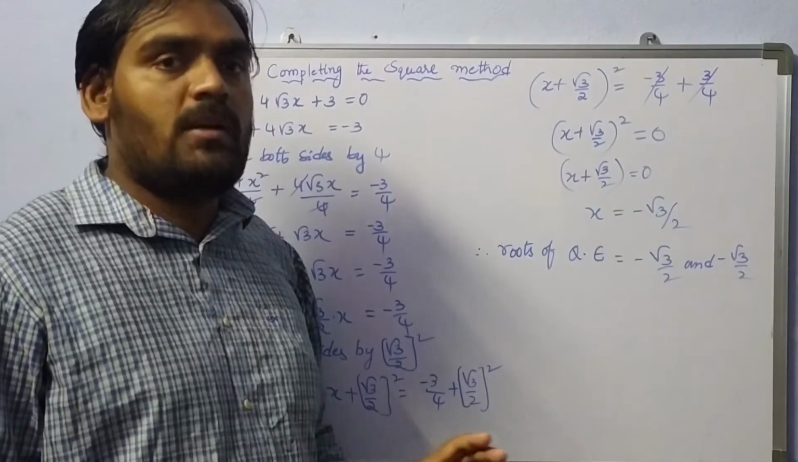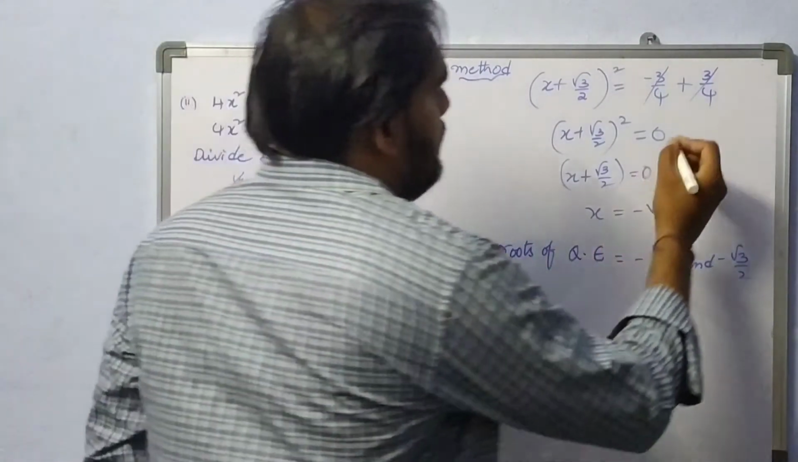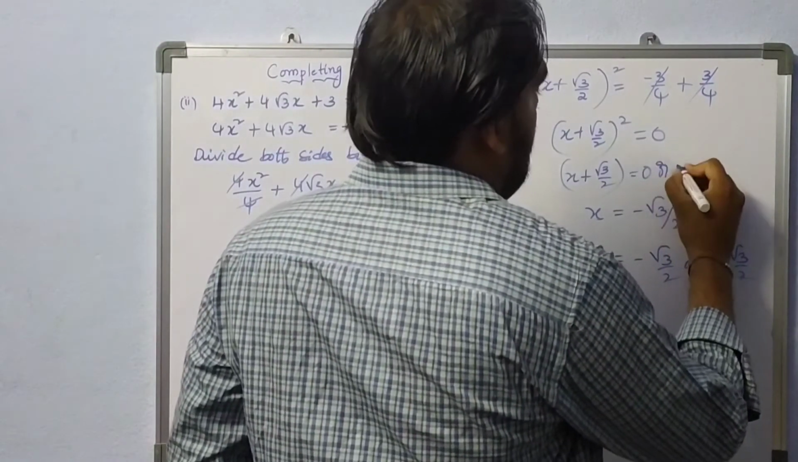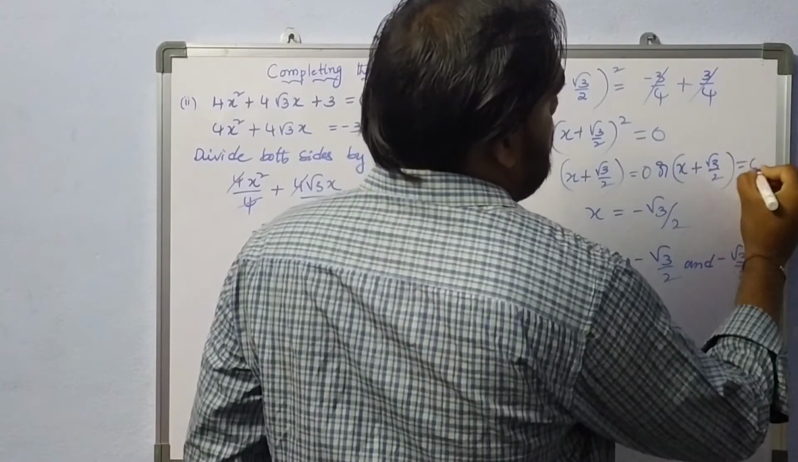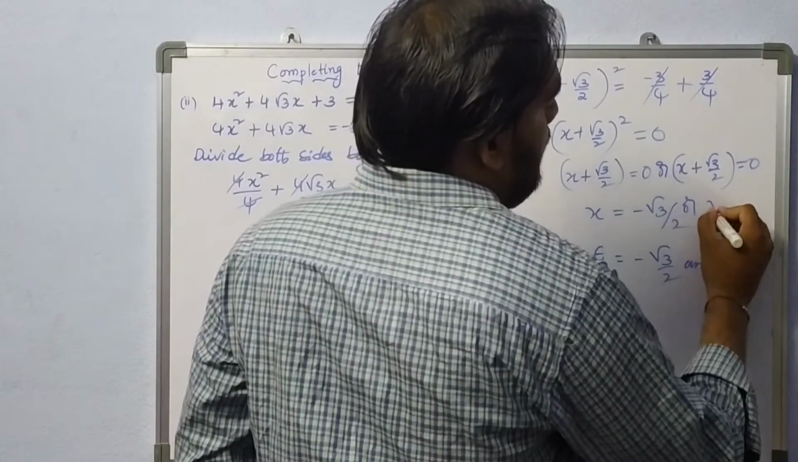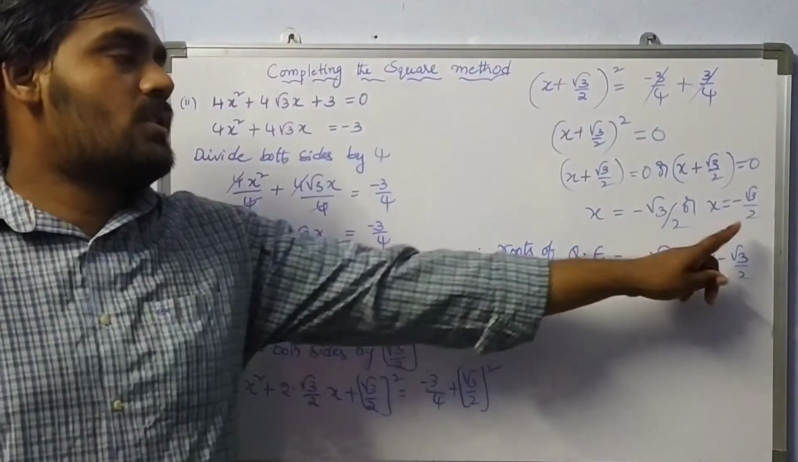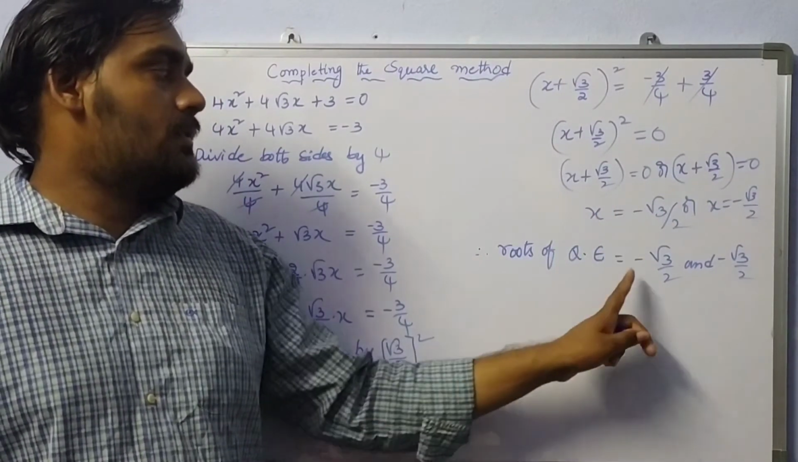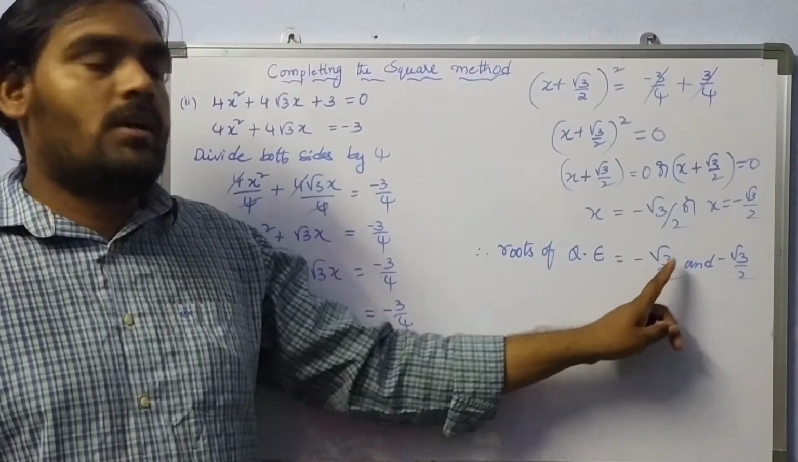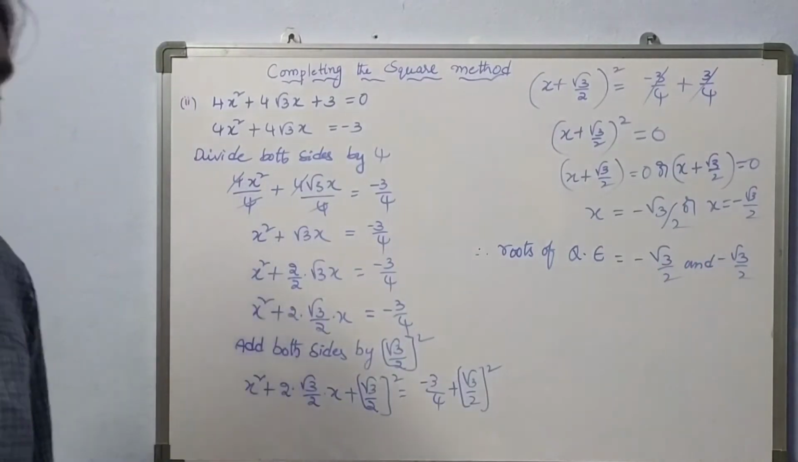X is equal to minus root 3 by 2. Another one also, x is equal to minus root 3 by 2. Or else here we can write, no problem at all, x plus root 3 by 2 is equal to 0. So x is equal to minus root 3 by 2. Therefore, the roots are the same. So the roots of the quadratic equation are minus root 3 by 2 and minus root 3 by 2. Once check this one.